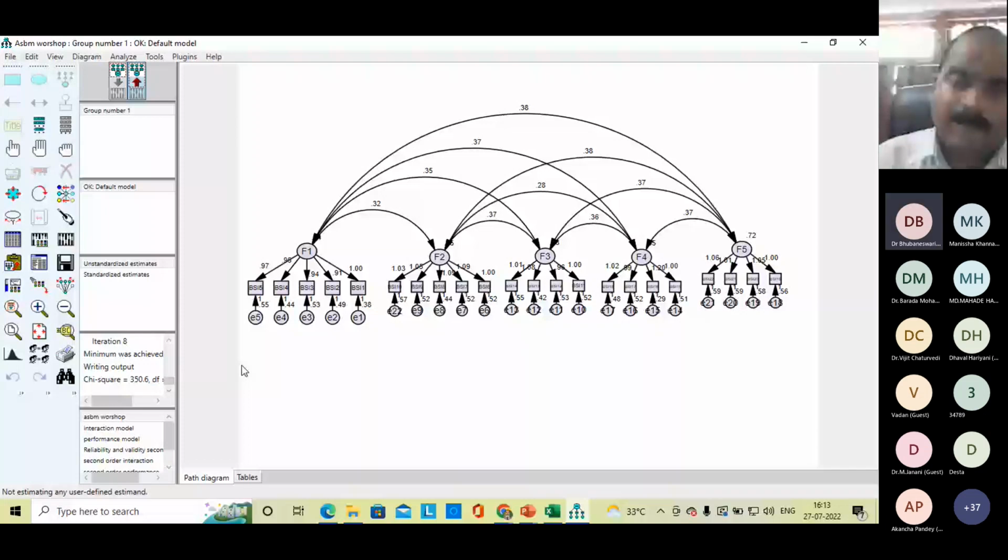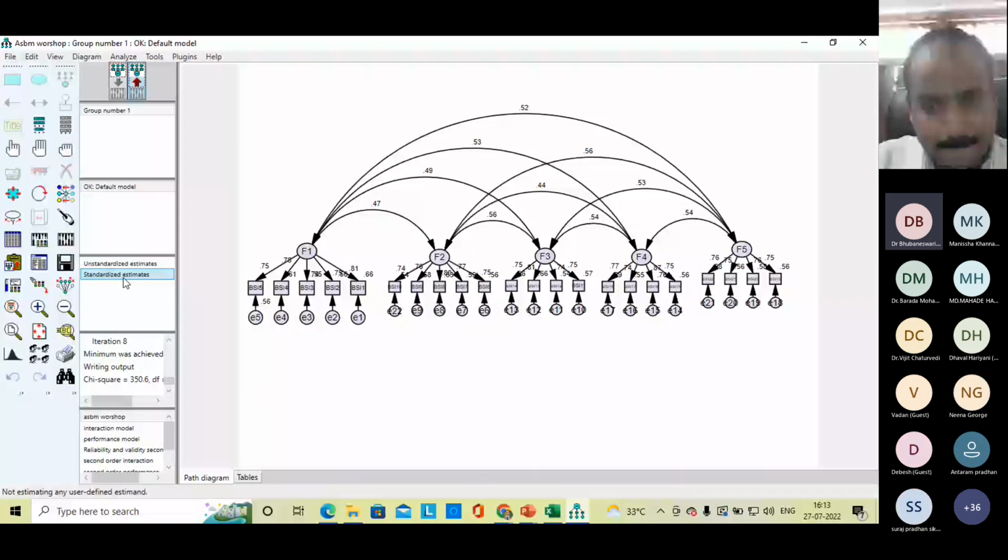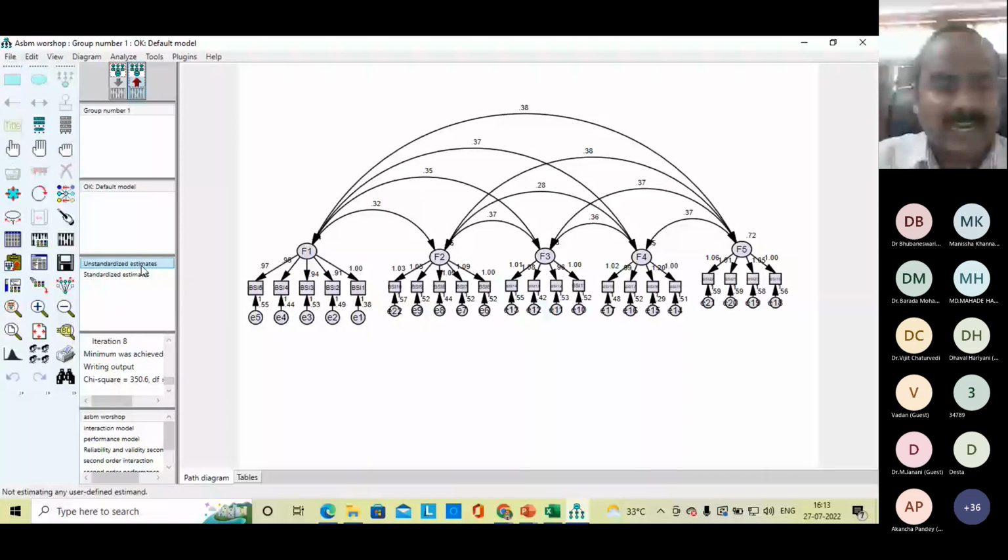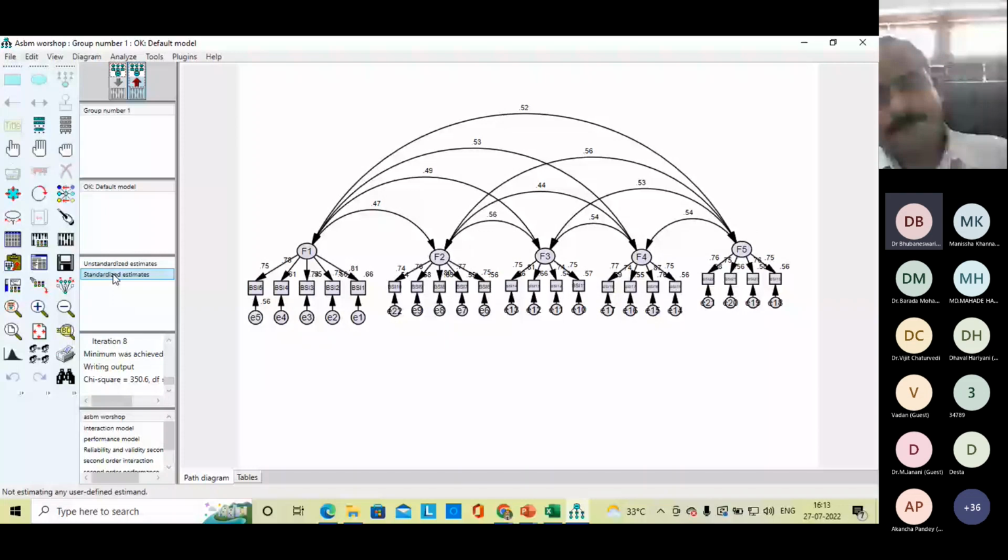Okay, sir. Now you are asking about the unstandardized and standardized. Look at the left hand side. Two things are there: unstandardized estimate and standardized estimate. By default, Amos will give you unstandardized. Just click on standardized estimate, and it will give you standardized estimate. Nothing else. Clear? Yes, sir. Clear, sir.